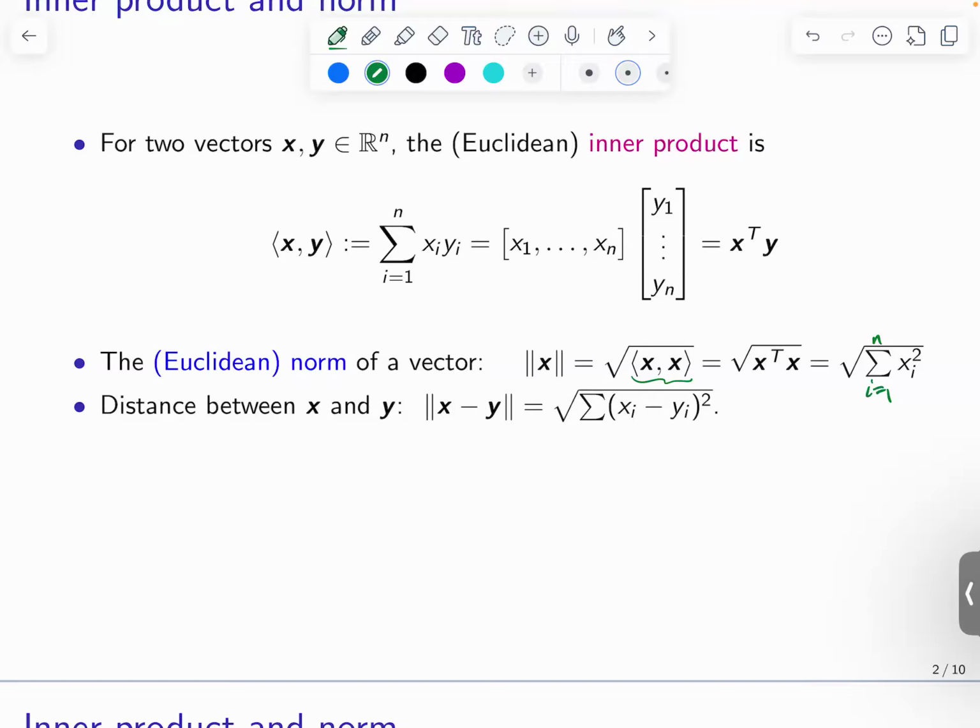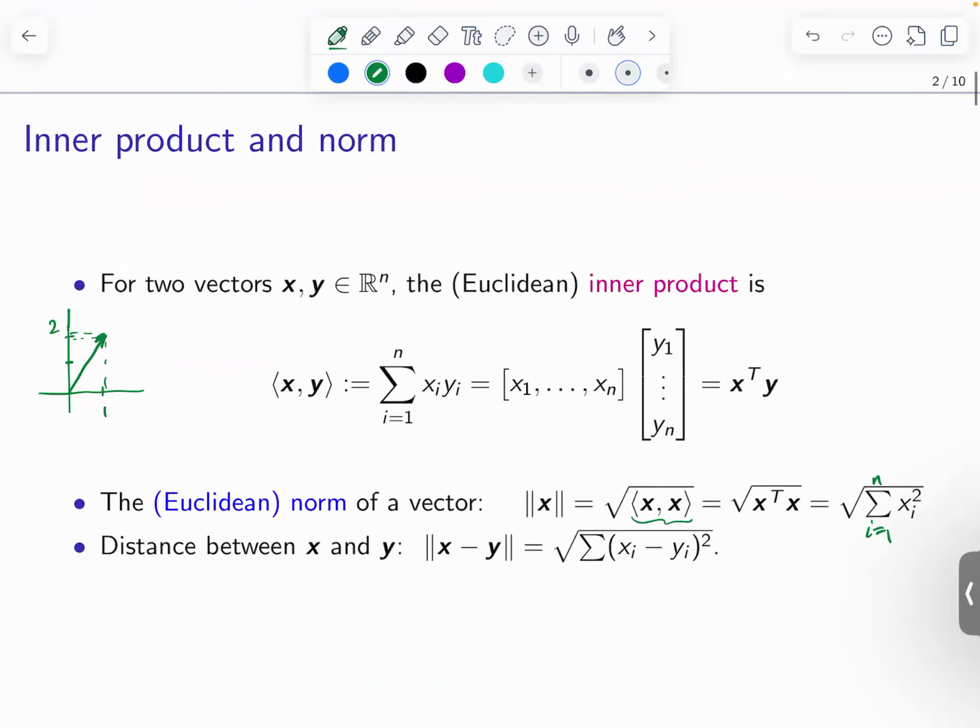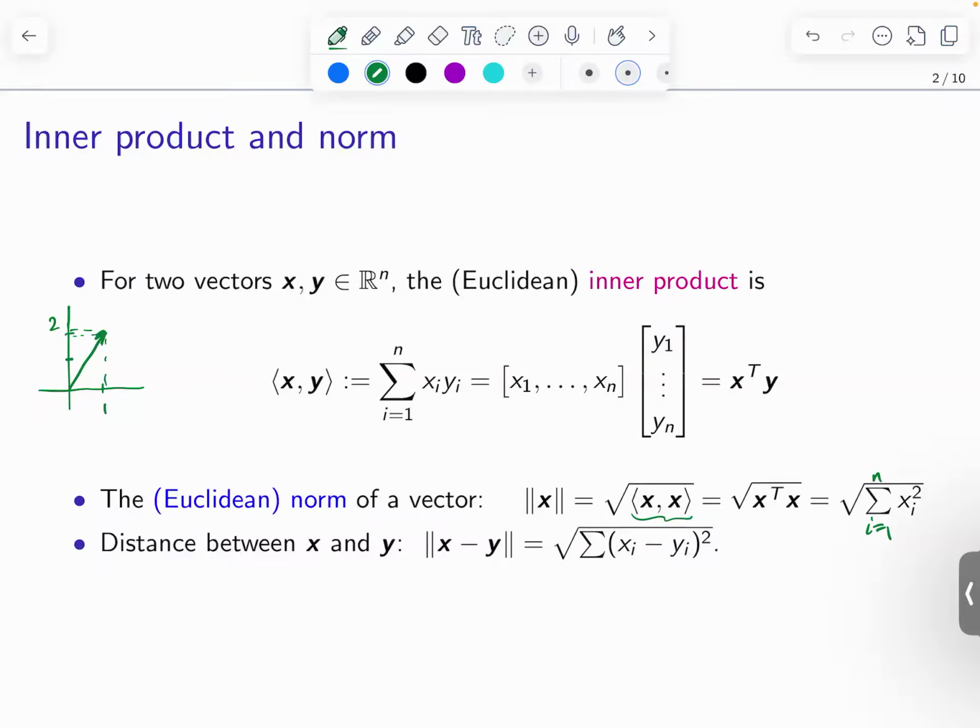So what does this mean? For example, if we have a vector, let's say I have a vector 1 and then 2 here. And vectors are often represented either as arrows starting at the origin, or we could think of them as points, really two different viewpoints. So let's say we look at it as a vector starting at the origin. So what is the length of this vector? You want to compute the length.